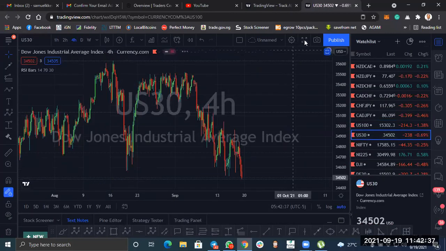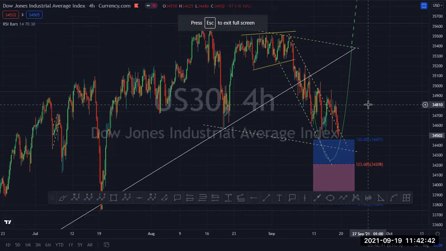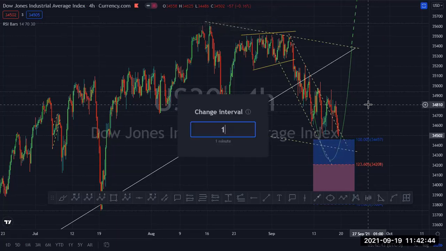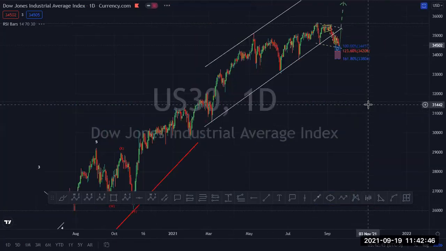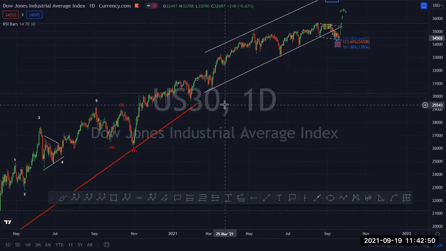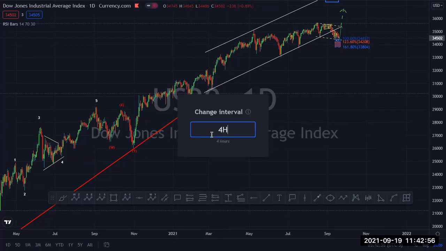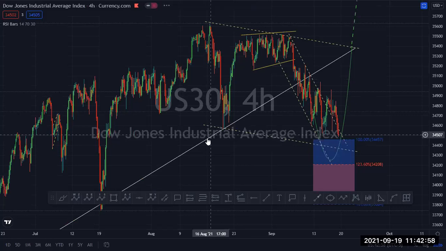US30. Let's see the daily candle of it. Okay, they are the same structure. They are all moving up. That's just the start. So let's go back to 4 hours to see how we can trade this pair.